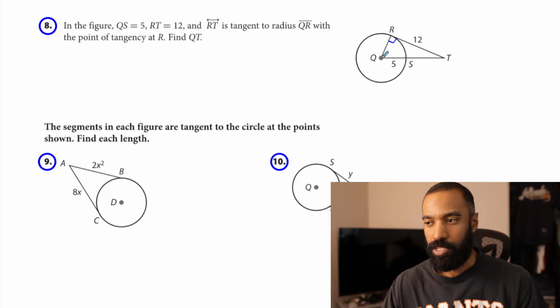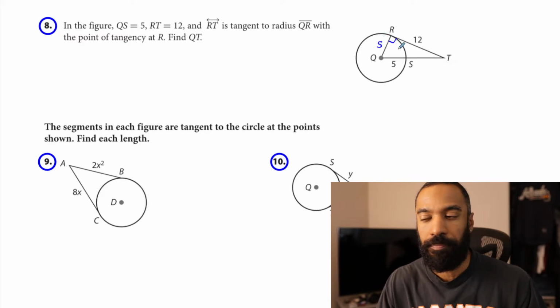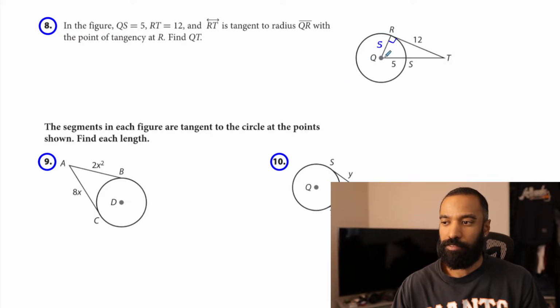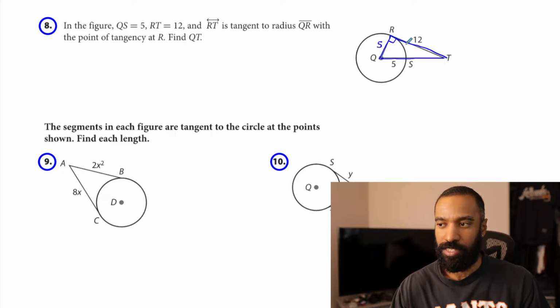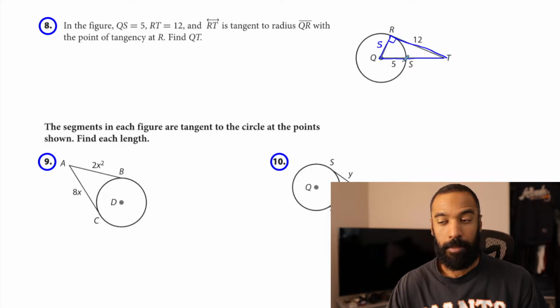Now, another instance of this is when you see the length of QS as 5, this is a radius of your circle because Q is your center. QR, therefore, is also a radius of your circle, which means this is 5 as well. We are trying to find the length of QT, and what you can see is a right triangle, with 5 and 12 being the leg lengths, and QT being the hypotenuse.